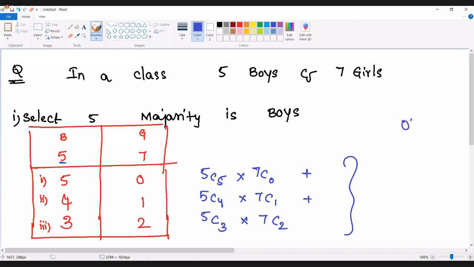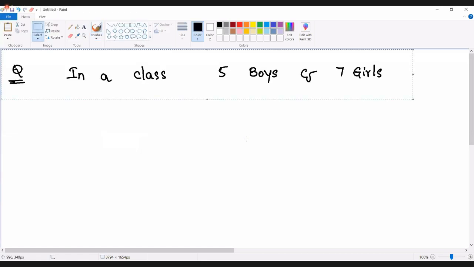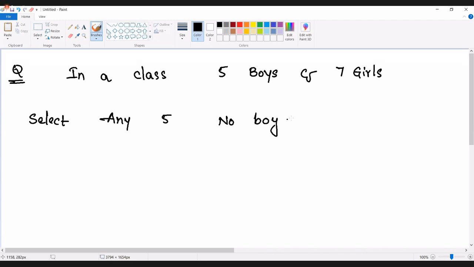So remember, 'or' can be replaced with addition and 'and' can be replaced with multiplication. It is not always mentioned that 'or' is addition and 'and' is multiplication. 'Or' will be replaced with addition, and 'and' will be replaced with multiplication. They won't mention it; you have to realize that. So if the question is, in a class there are 5 boys and 7 girls, select any 5, and no boy should be there.